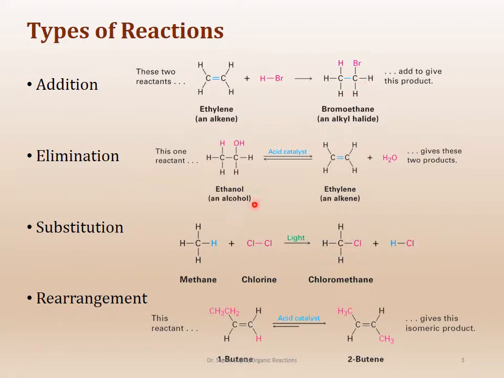In an elimination reaction, you take something which is saturated and you remove a small molecule, which ends up giving an alkene or an alkyne, depending on what you're removing. That small molecule is the one that was eliminated. Addition and elimination are opposite of each other. In an addition reaction, you're starting with an alkene. In an elimination reaction, you're producing an alkene.